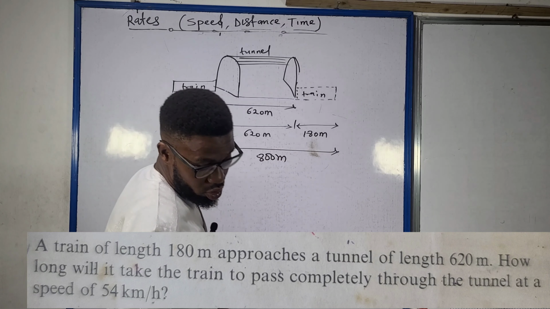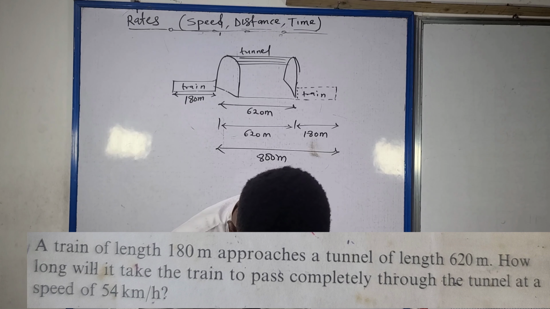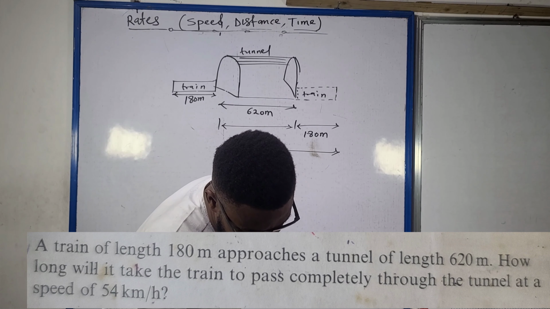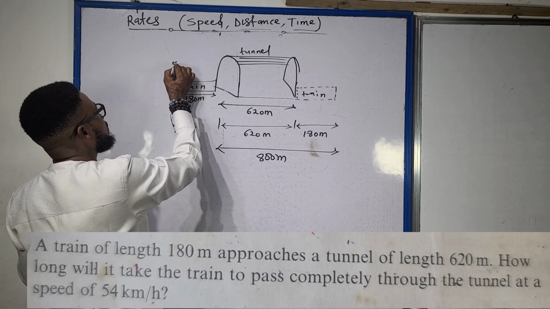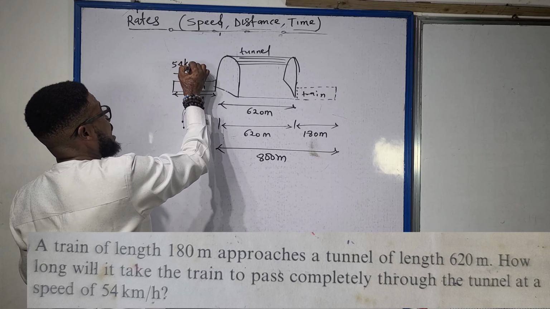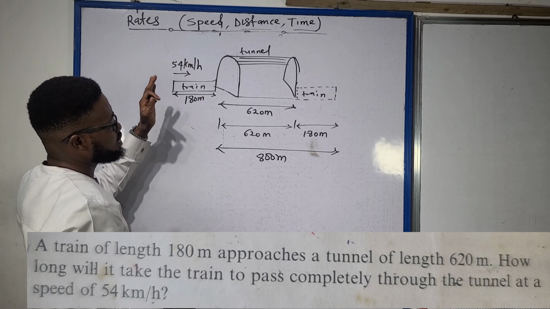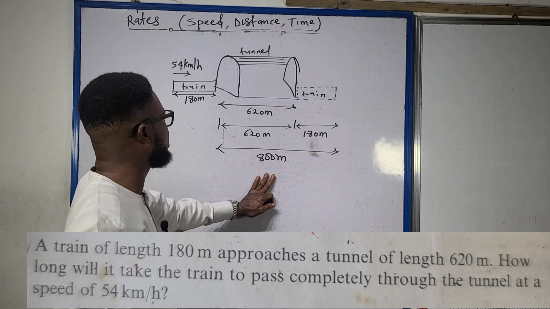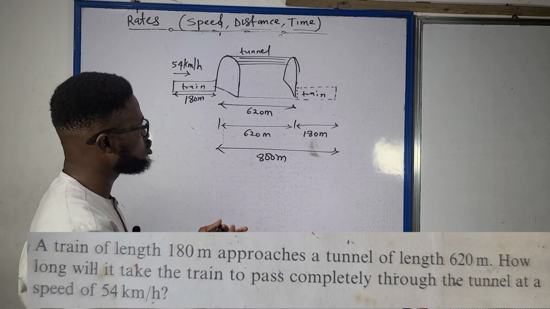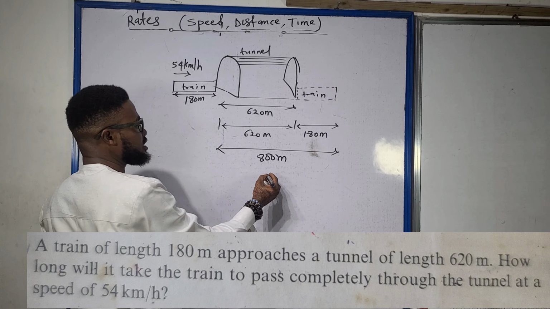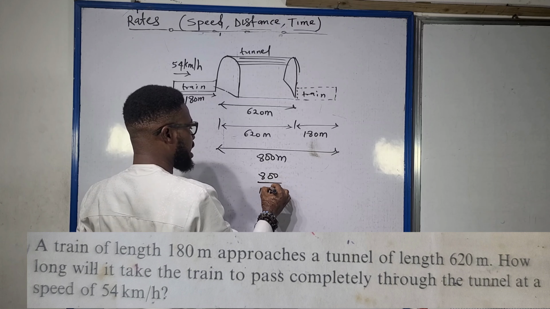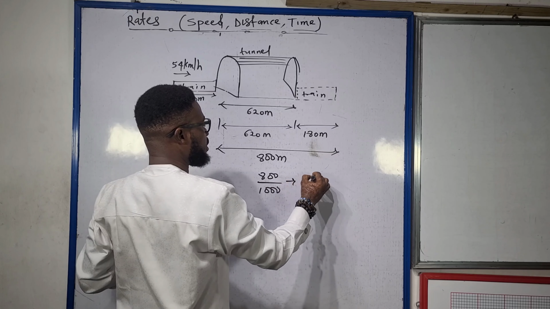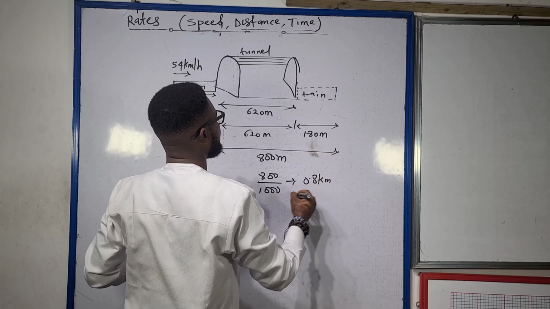That's it. But also in the question, we were told that the train was moving at a speed of 54 kilometers per hour. So when you say 54 kilometers and 800 meters, they do not rhyme. So you must make sure that this rhymes. So this means 800 divided by 1000. This means 0.8 kilometers.